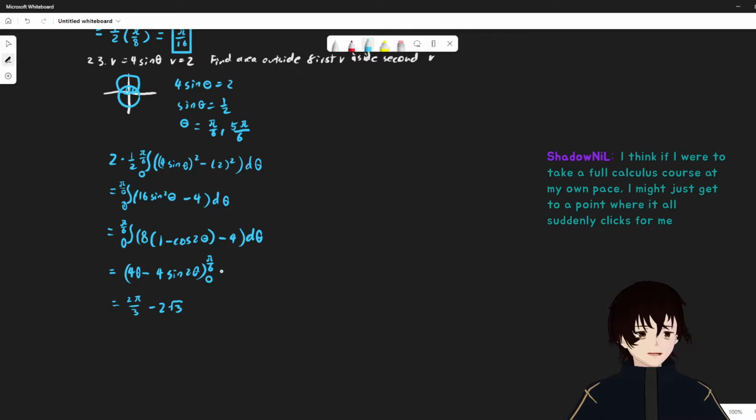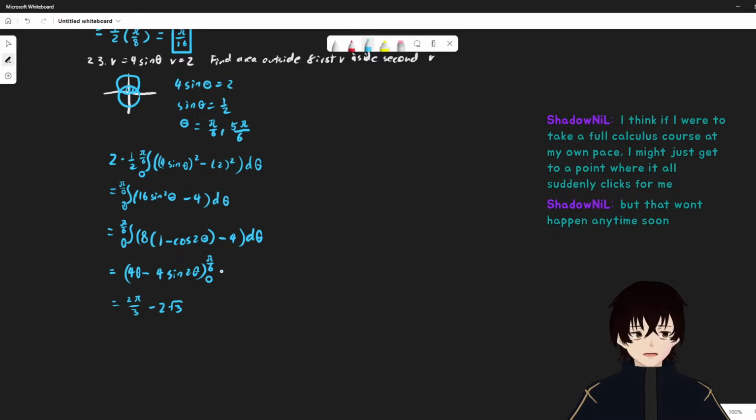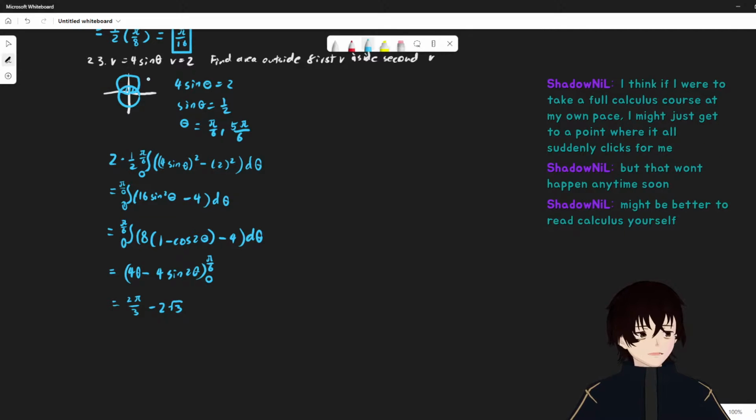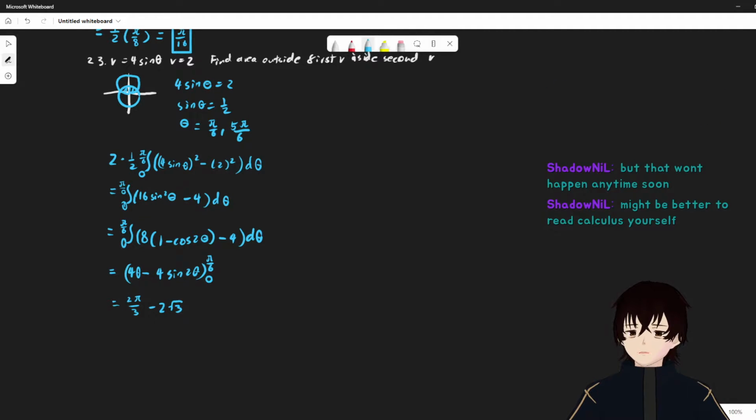If you take a full calculus course, it will probably click. If you're taking calculus in, say, a summer semester, where they cram everything inside like 2 months, that gets really hard. The textbook is nice, but the textbook doesn't always offer the explanations.